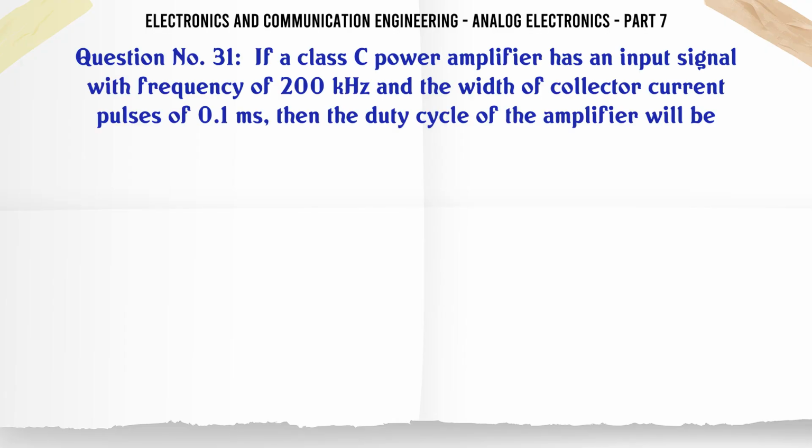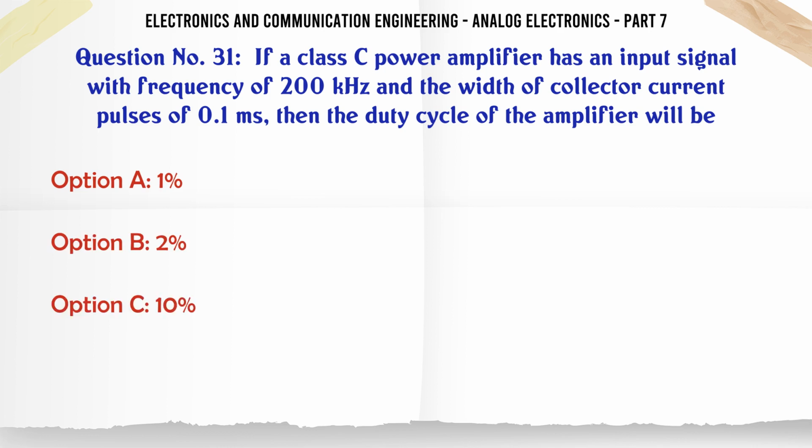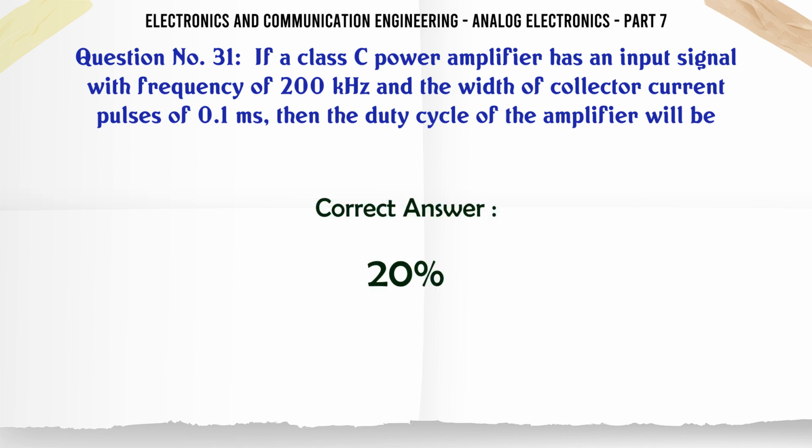If a Class C power amplifier has an input signal with a frequency of 200 kHz and the width of collector current pulses is 0.1 ms, then the duty cycle of the amplifier will be: A. 1, B. 2, C. 10, D. 20. The correct answer is 20.